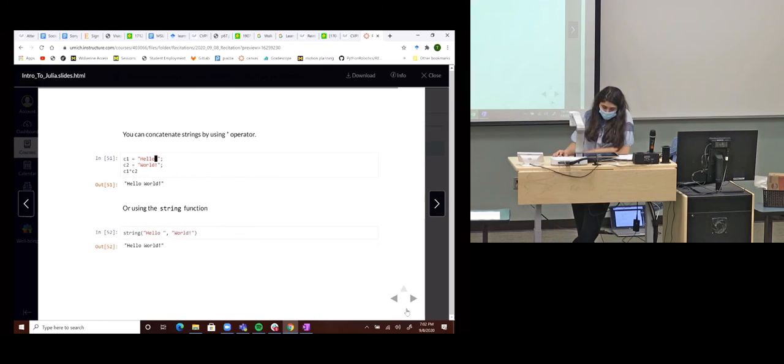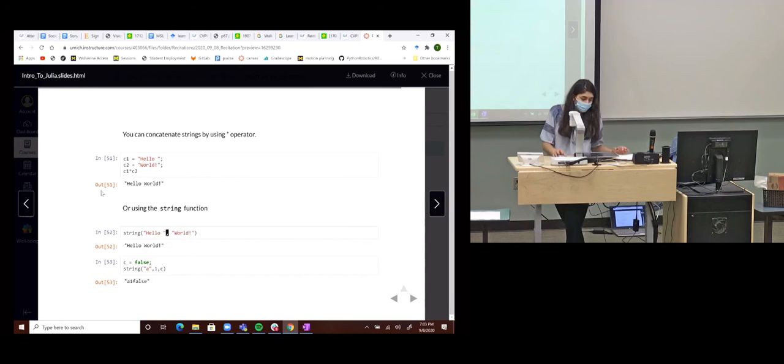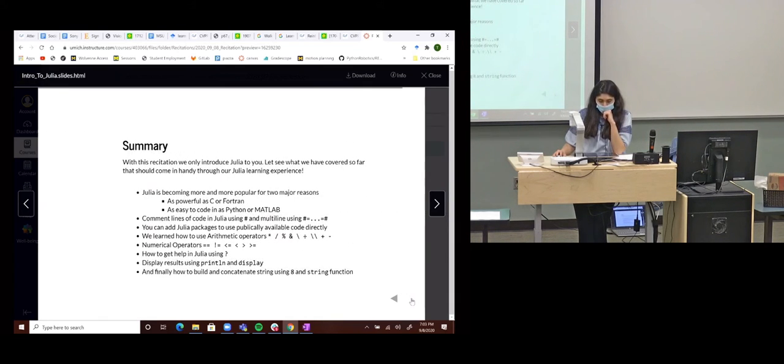Or you could use the string function. Just call string and then separate whatever you want to concatenate with a comma. The concatenation using a star will just take 2 strings and give you a concatenated string. But with the string function, you can also convert integers, Booleans, all different kinds of variables into a string. So if you had C is equal to false, then you can do something like this, and it will concatenate A and this integer 1, and then this Boolean variable false, and give you 1 string, which is sometimes useful when you're writing down files and stuff like that. You're going to use it a lot.